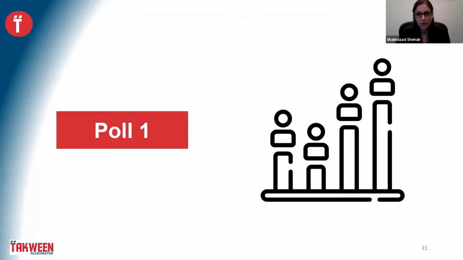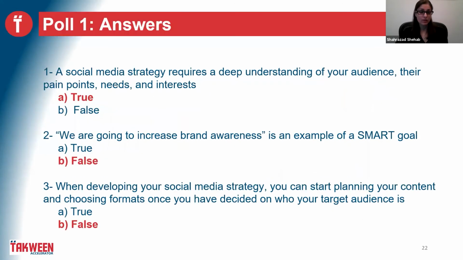Okay, I just ended the poll, and let's see what the correct answers are. A social media strategy requires a deep understanding of your audience, their pain points, needs, and interests. Yes, this is true. We're going to increase brand awareness is an example of a SMART goal. False. This goal is not specific, it's not measurable, and it doesn't have a time limit.